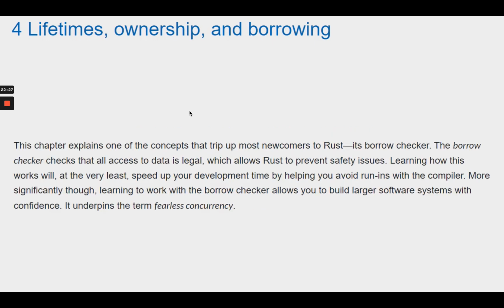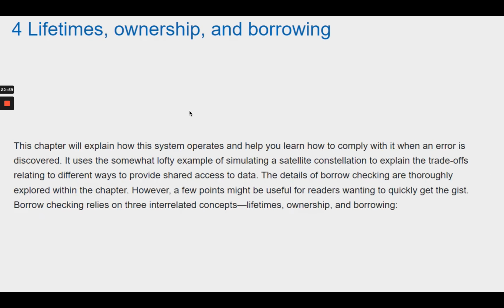This chapter explains one of the concepts that trip up most newcomers to Rust: the borrow checker. The borrow checker checks that all access to data is legal, which allows Rust to prevent safety issues. Learning how this works will, at the very least, speed up your development time by helping you avoid run-ins with the compiler. More significantly, though, learning to work with the borrow checker allows you to build larger software systems with confidence. It underpins the term fearless concurrency.